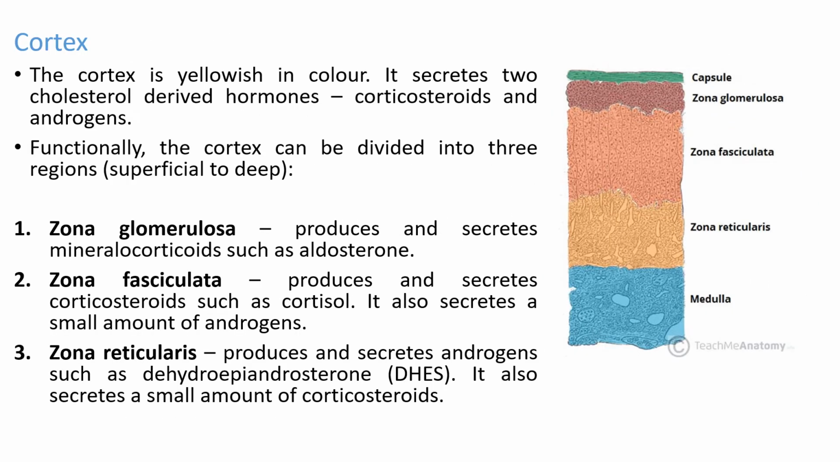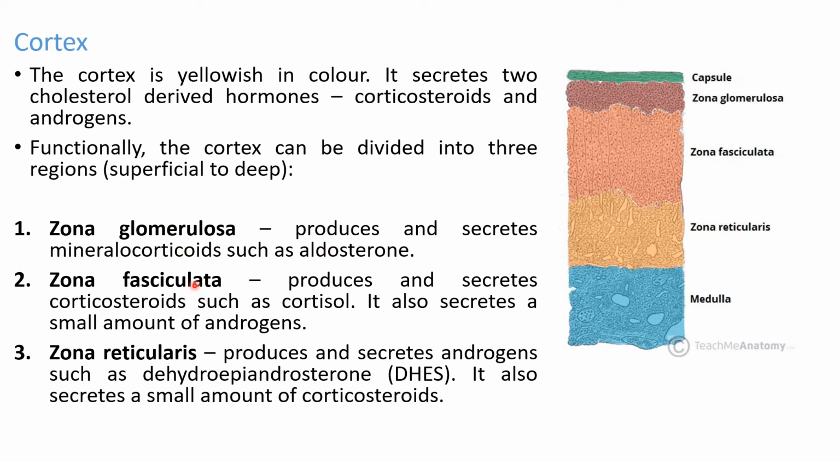About the structure of the adrenal cortex. It secretes two cholesterol-derived hormones, namely corticosteroids and androgens. Functionally, the cortex is divided into three regions: zona glomerulosa, zona fasciculata, zona reticularis. Zona glomerulosa is the superficial layer. It produces mineralocorticoids such as aldosterone.